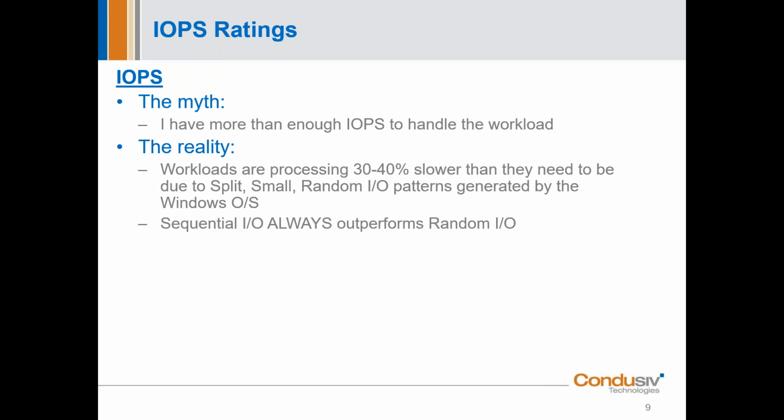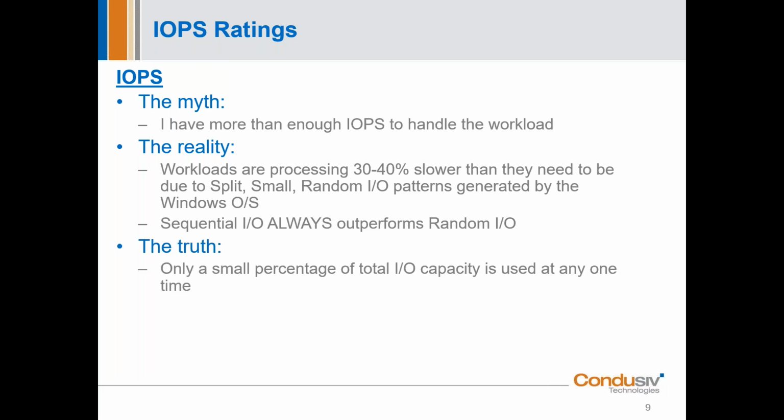Basically, that's what's happening. And the reason is because of the nature of how Windows structures the I/O. It's split, it's small, and it's random. These are the I/O patterns generated by the Windows operating system. The other thing that I'll touch on real quick, and we'll talk a little bit more about, is that sequential I/O always outperforms random I/O. You can test any hardware you want, all flash, hyperconverged, SAN, SSD, tiered storage, whatever, but sequential I/O will always outperform random I/O. The way things work right now, Windows is actually generating a lot more random I/O than there needs to be.